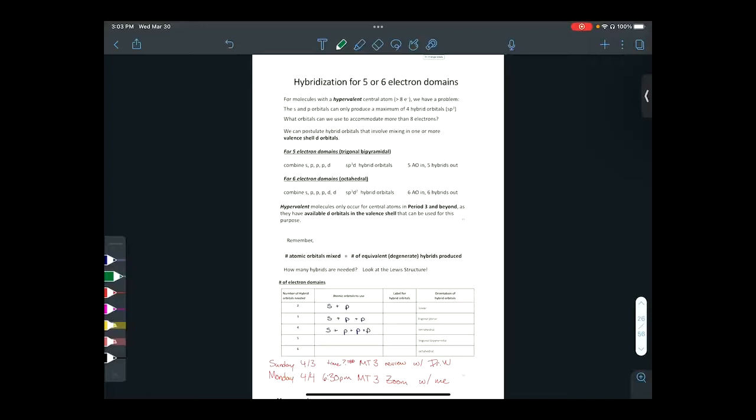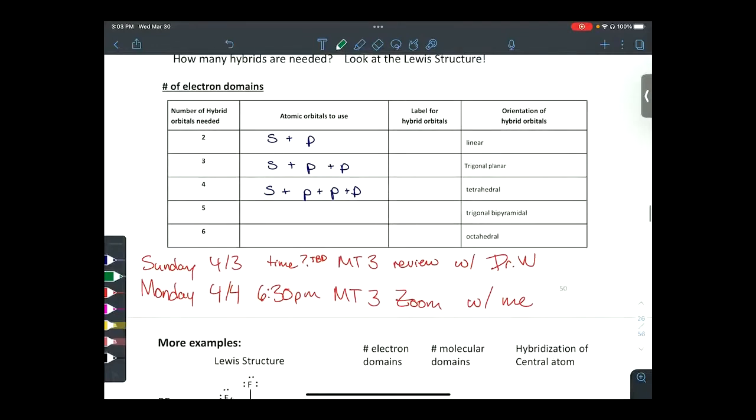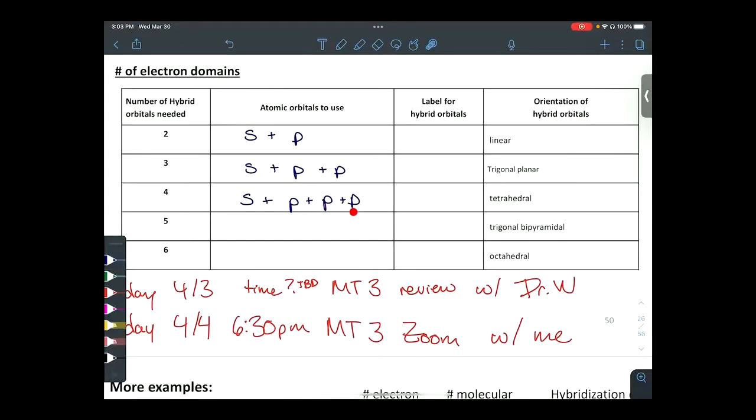So once we're at sp3, we've used them all. The next available atomic orbital to combine is not a p orbital. There's no such thing as an sp4. Instead, we combine a d orbital. So this is where we start to include our d orbitals. After 3 p orbitals, we're done. We don't have any more p orbitals we can combine. But if we have 5 electron domains, we're still going to combine s, p, p, p. That's 4. The 5th one is going to come from a d orbital. That's the 5th atomic orbital that we combine here.